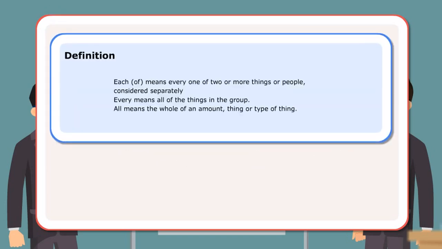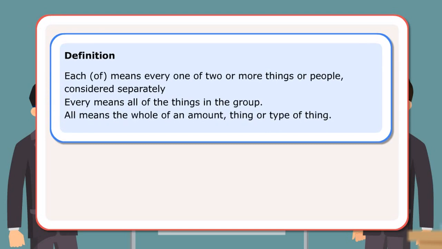Definition. Each of means every one of two or more things or people considered separately. Every means all of the things in the group. All means the whole of an amount, thing or type of thing.